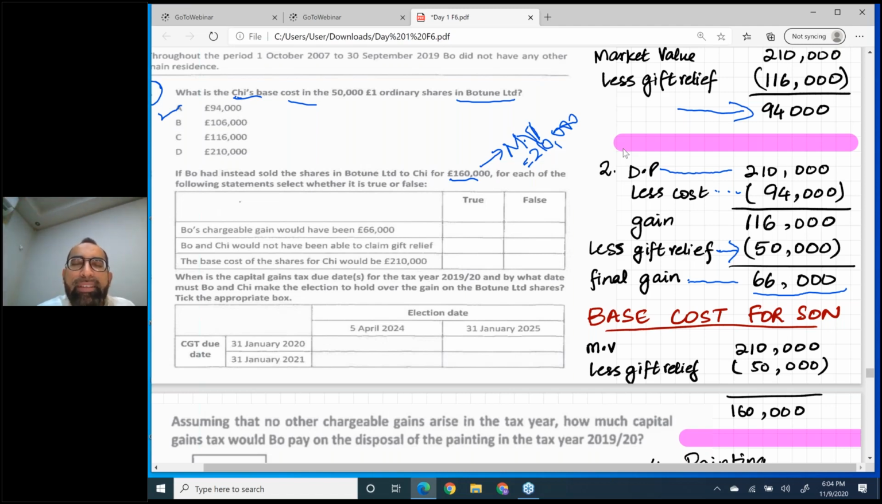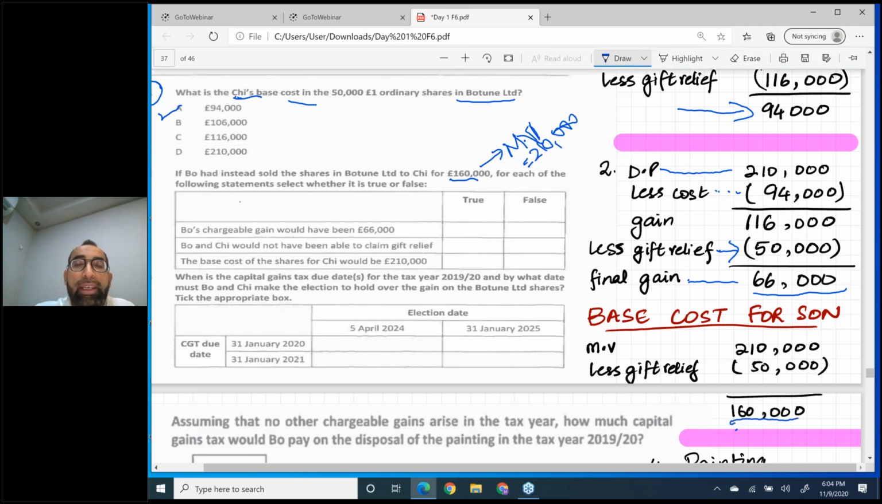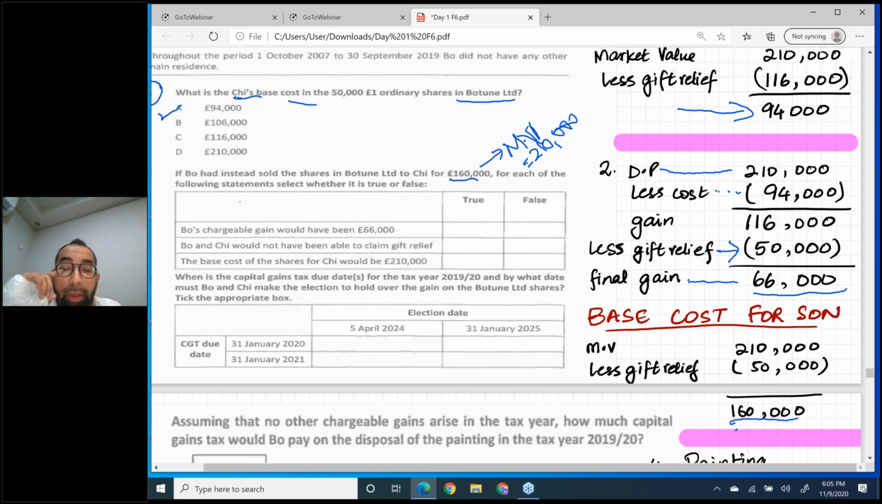And we always deduct gift relief, the deferral relief, from the base cost. So 210 minus 50 is 160,000. 160,000 is the base cost of the shares for Sun in this second part. Okay, now let's take true and false.